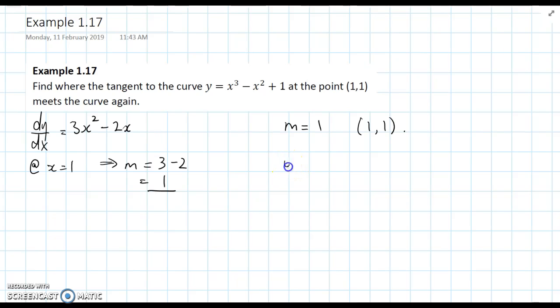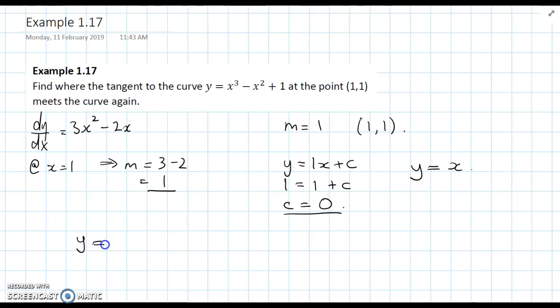So that would be using y equals mx plus c. To find c we substitute in the coordinates of 1, 1. So c in this case would equal 0. So our tangent equation would be just y equals x. We want to identify where that equates to the original cubic function.